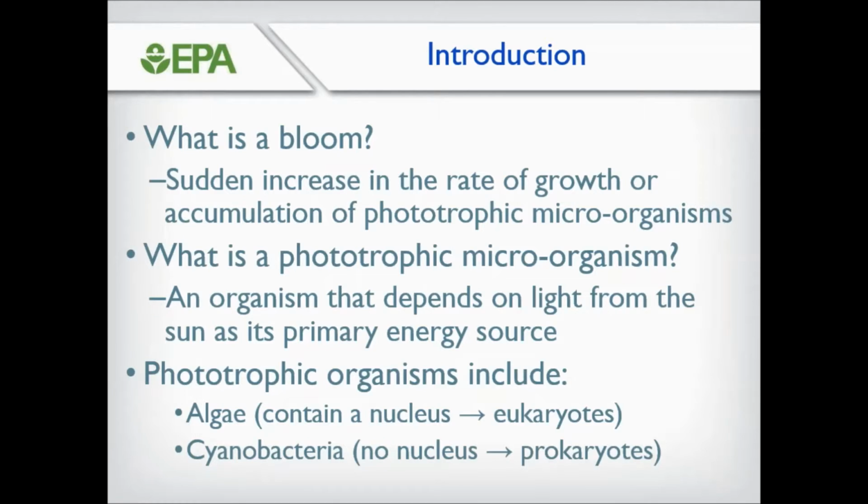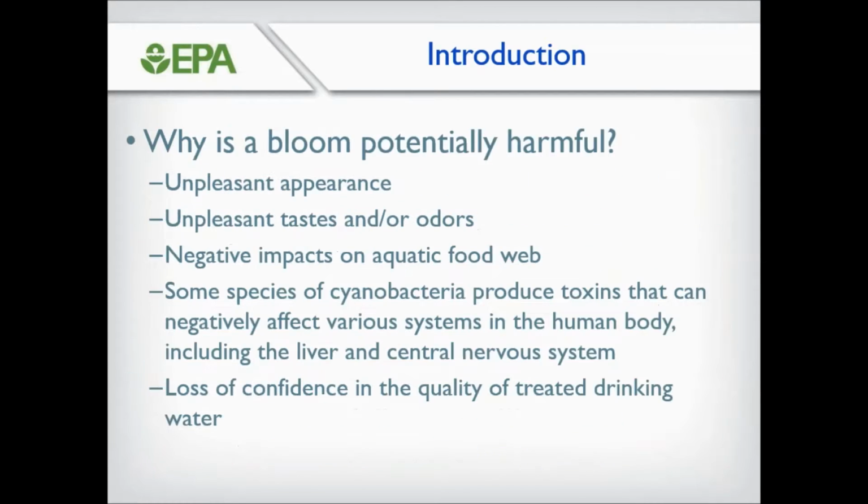This group of phototrophic microorganisms includes algae, which are single-celled organisms that contain a nucleus and are part of the kingdom of eukaryotes. We also have cyanobacteria, which are actual bacteria. They do not contain a nucleus, and they come from the kingdom of the prokaryotes.